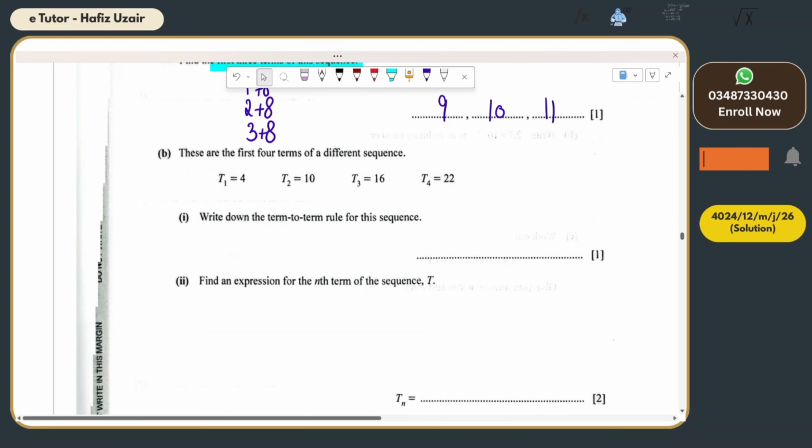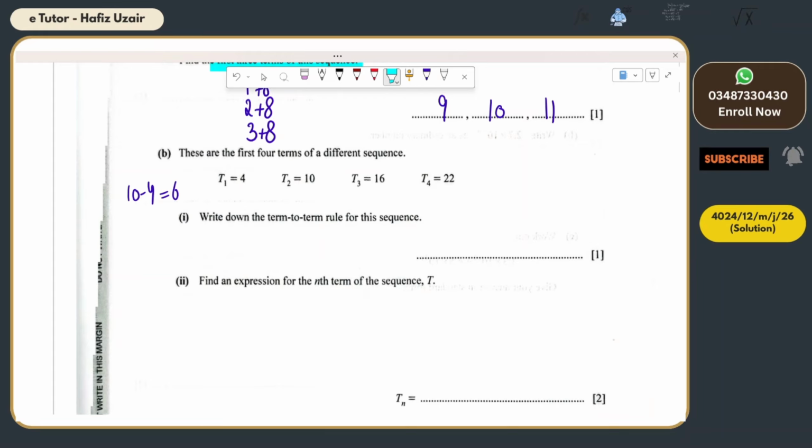Now you can check that these are the first four terms of a different sequence. The first term is 4, then 10, then 16, then 22. All right. So what is the common difference here? 10 minus 4 is 6. Now write down the term to term rule. So what is the term to term rule over here? You need to add 6 to the previous term.